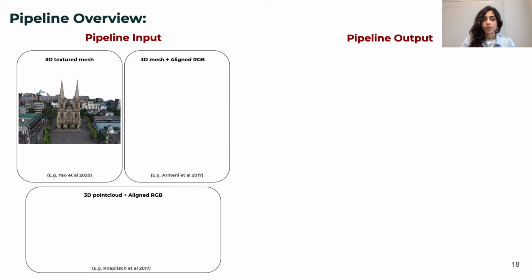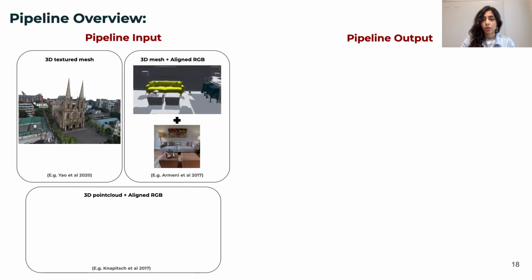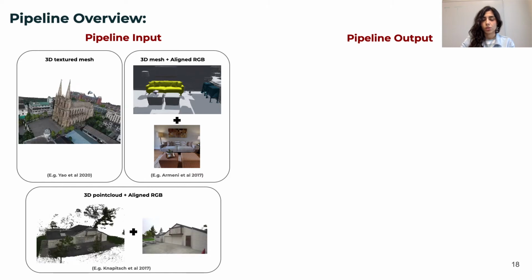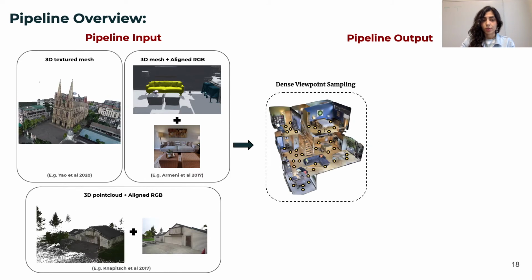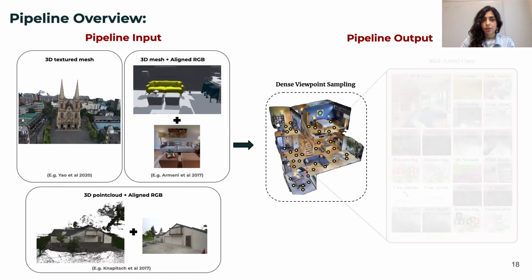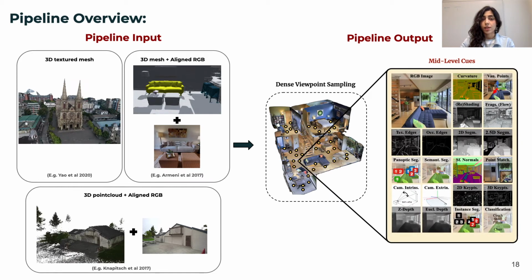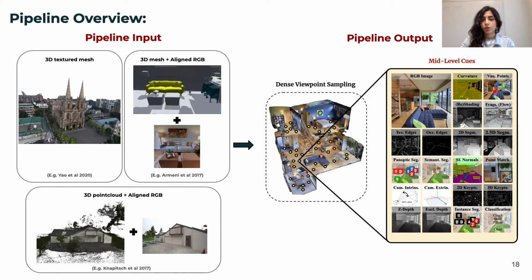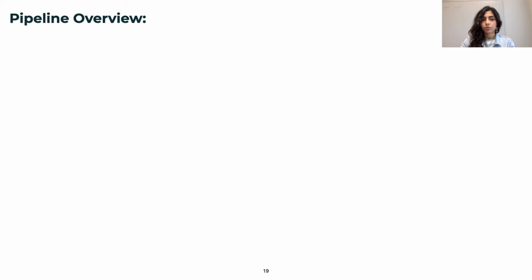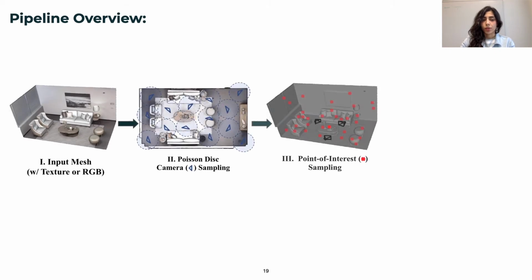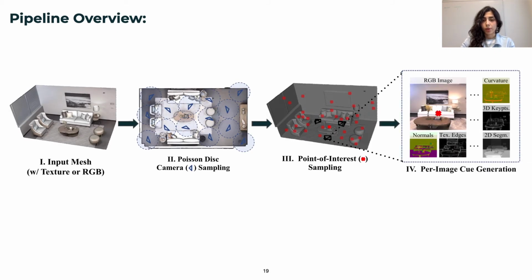The annotator takes as input either a textured mesh, a mesh with images from an actual camera, or a point cloud with aligned RGB images. It samples cameras to densely cover the space and finally generates a multitask dataset with 21 different mid-level cues per image. The generation and rendering process can be outlined in 4 main steps, which I'll describe in more detail.